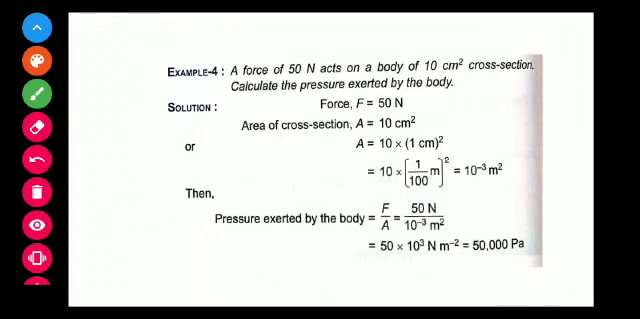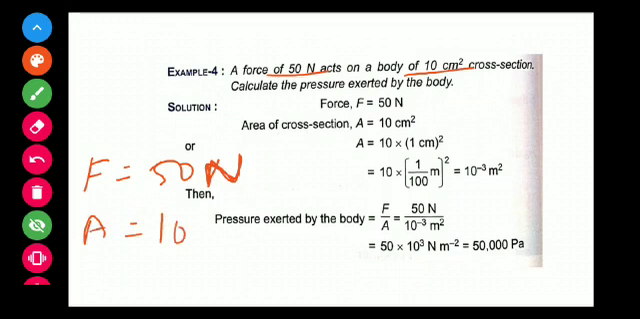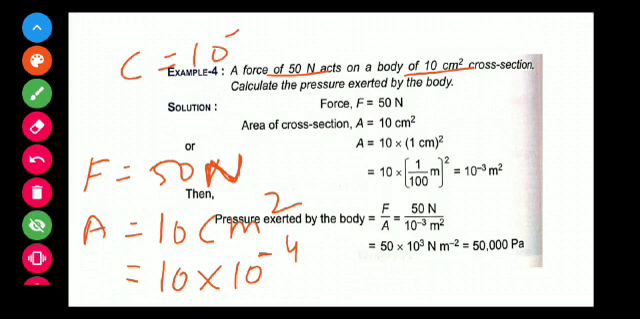Next numerical: a force of 50 Newton. Again, force is given, force is 50 Newton, and the unit is in SI system. Area is 10 centimeter square. Again, convert this area into meter square. Value of c square is 10 raised to minus 4, because value of c is 10 raised to minus 2, and value of c square is equal to 10 raised to minus 4 meter square.